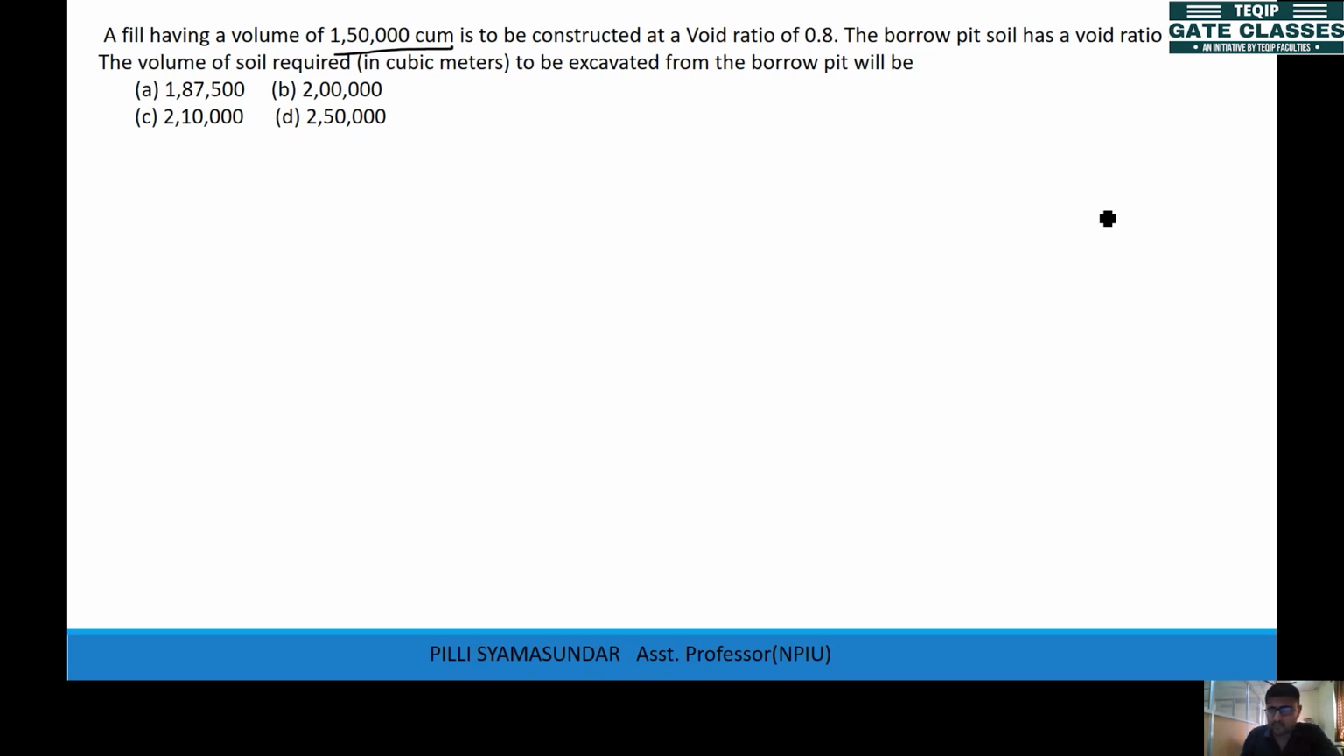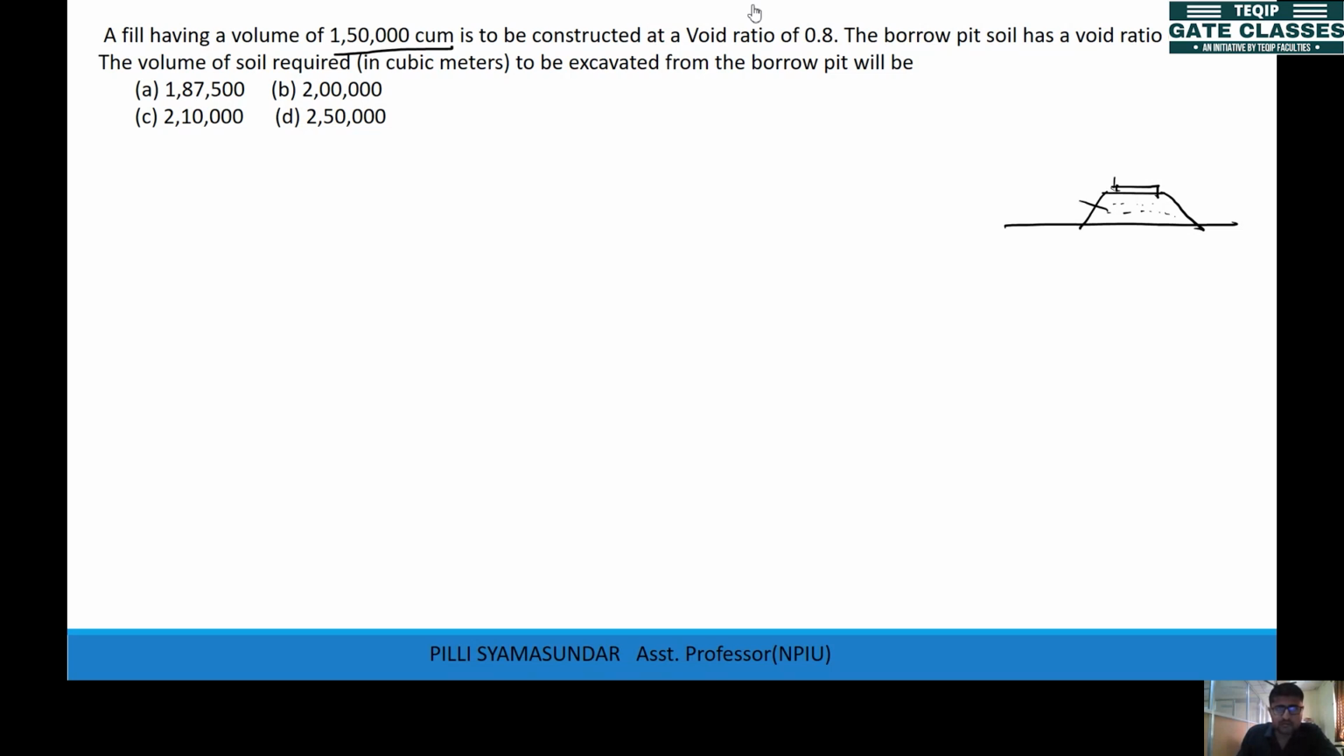So fill means what you do is, while you're constructing roads, you make an embankment fill, you know. So you place the soil and you compact the soil. So you compact the soil, dense, then your road comes here. So this is what the fill means, you know. Okay, fine.